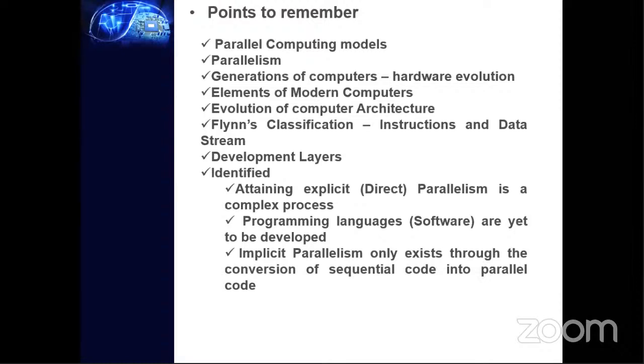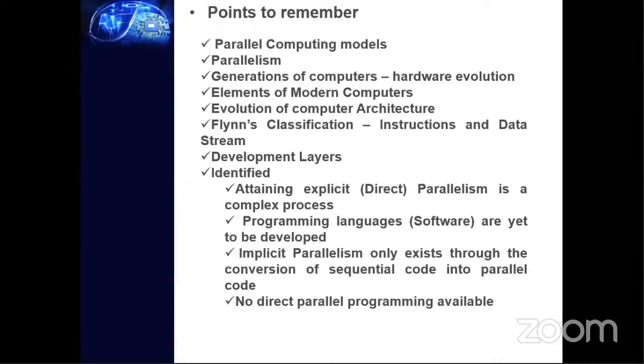So what is needed here? A direct parallelism is attained by writing parallel code by using a parallel programming language. So that one is impossible today. It's very difficult to achieve. Okay. So what is the conclusion of this? No direct parallel programming available.